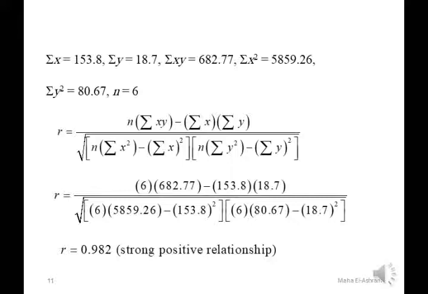Okay, this is the most important part. Now if R is given to be equal to 0.9982 or 0.98, this means that this relationship is positive since it has a positive sign, and it is strong since the value of R is larger than half. So we have a strong positive relationship between the number of cars rented and the revenue.